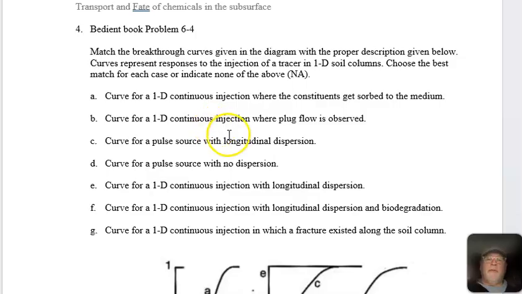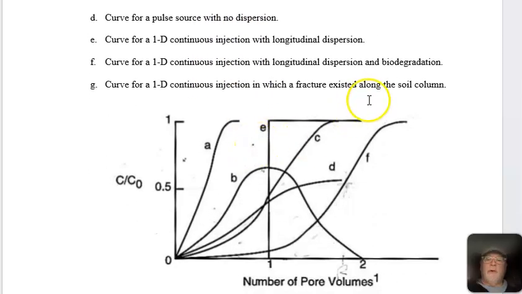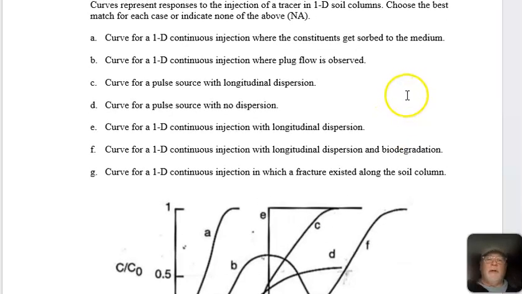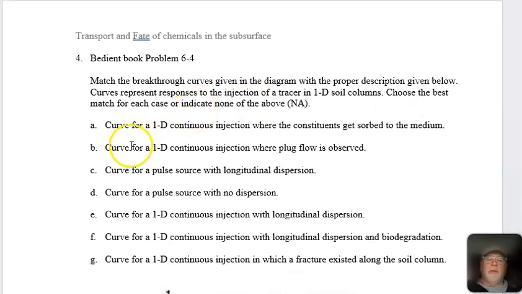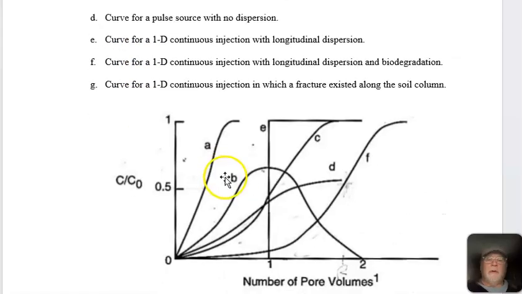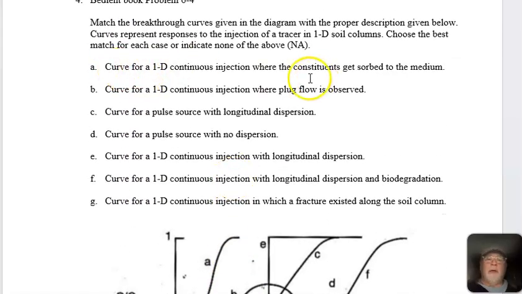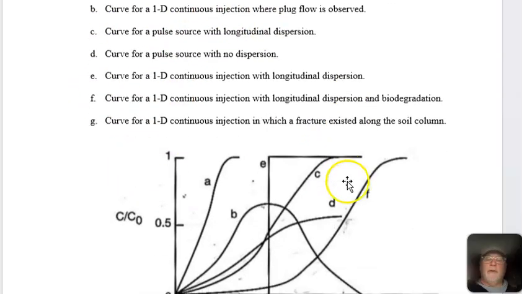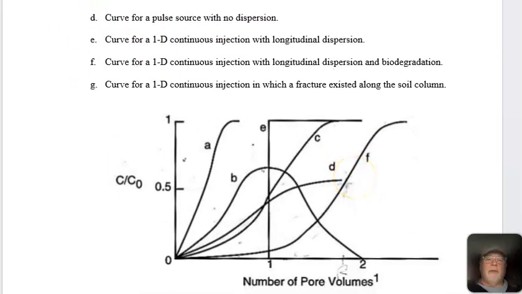This one, we have some breakthrough curves, A, B, C, D, E, F, and it's a little confusing because we have letters here and letters there. But see if you can line these up. So there's one more description than there are curves. So see if you can line those.